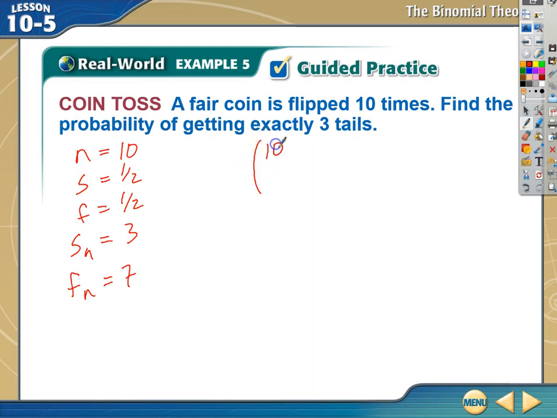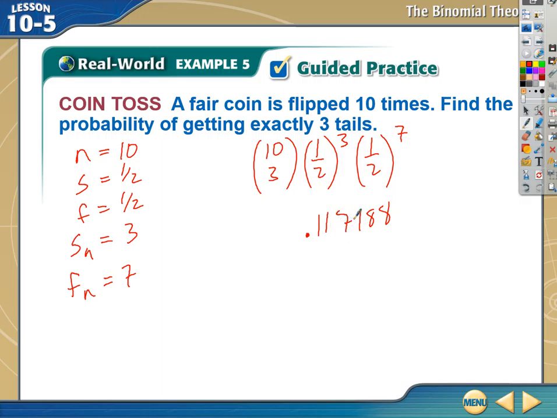It's 10 things. I want to choose 3 of them for my success. I'm going to do my probability of success is 1/2, and that's going to happen 3 times. My probability of fail is also 1/2, and that's going to happen 7 times. Put that in my calculator. I get 0.117188.